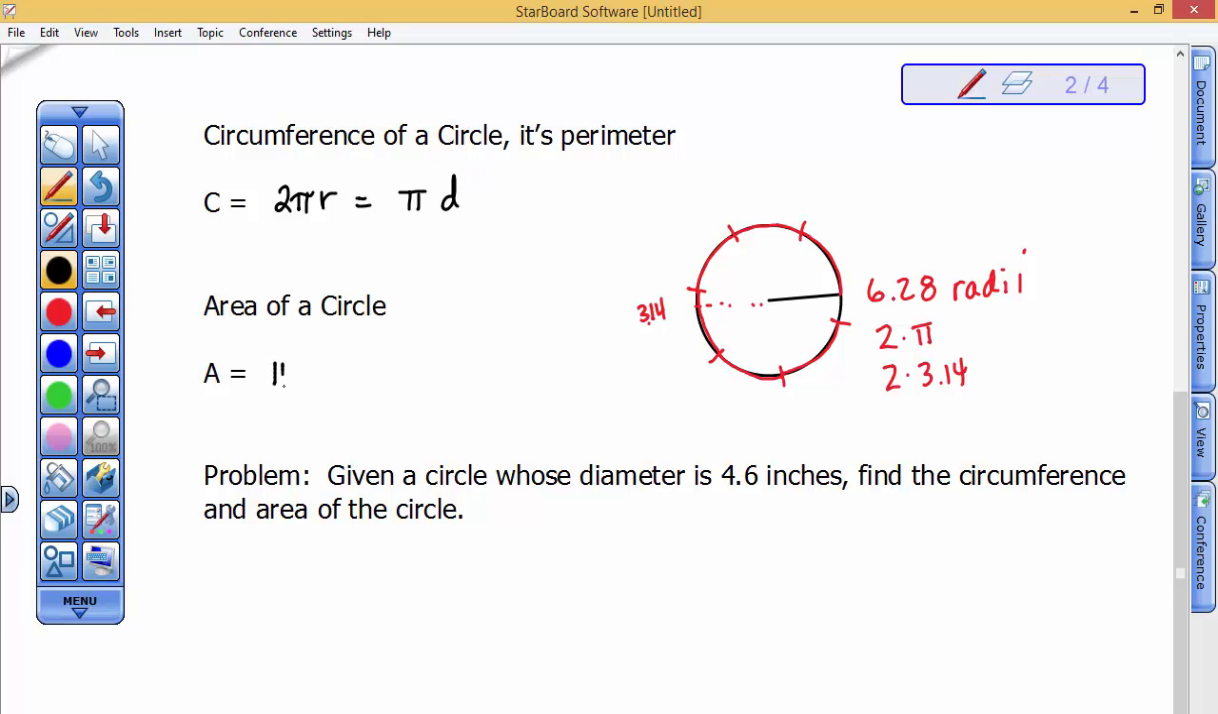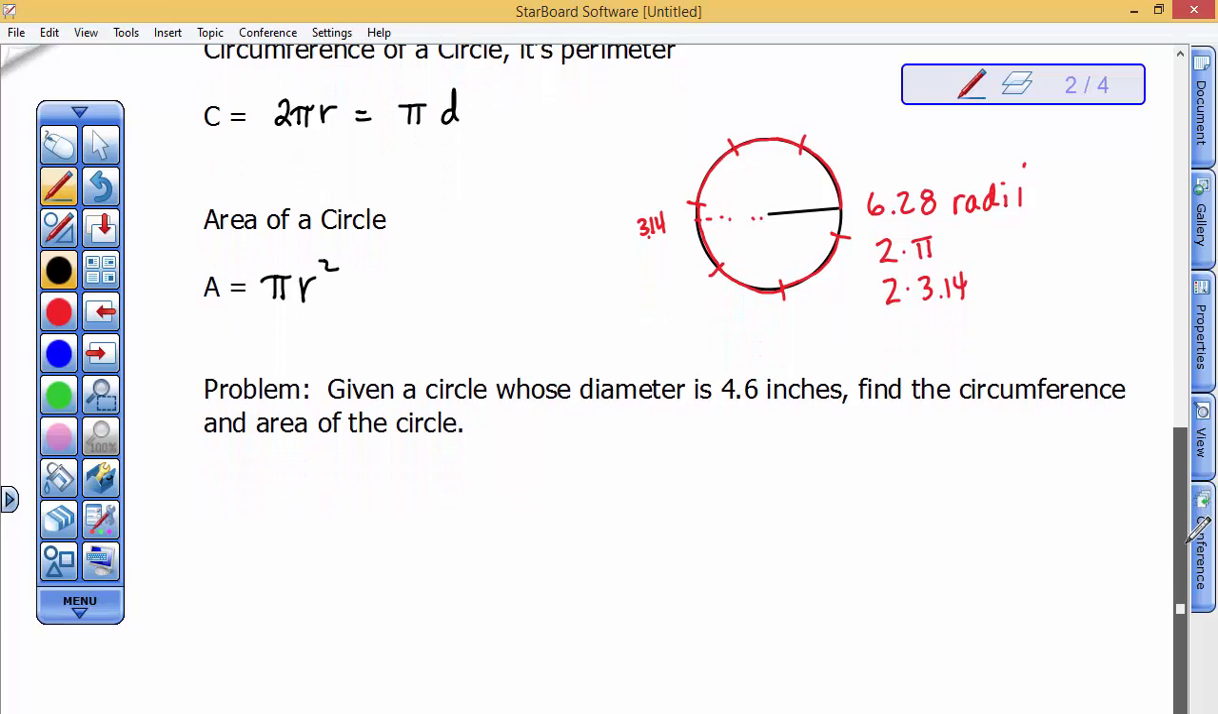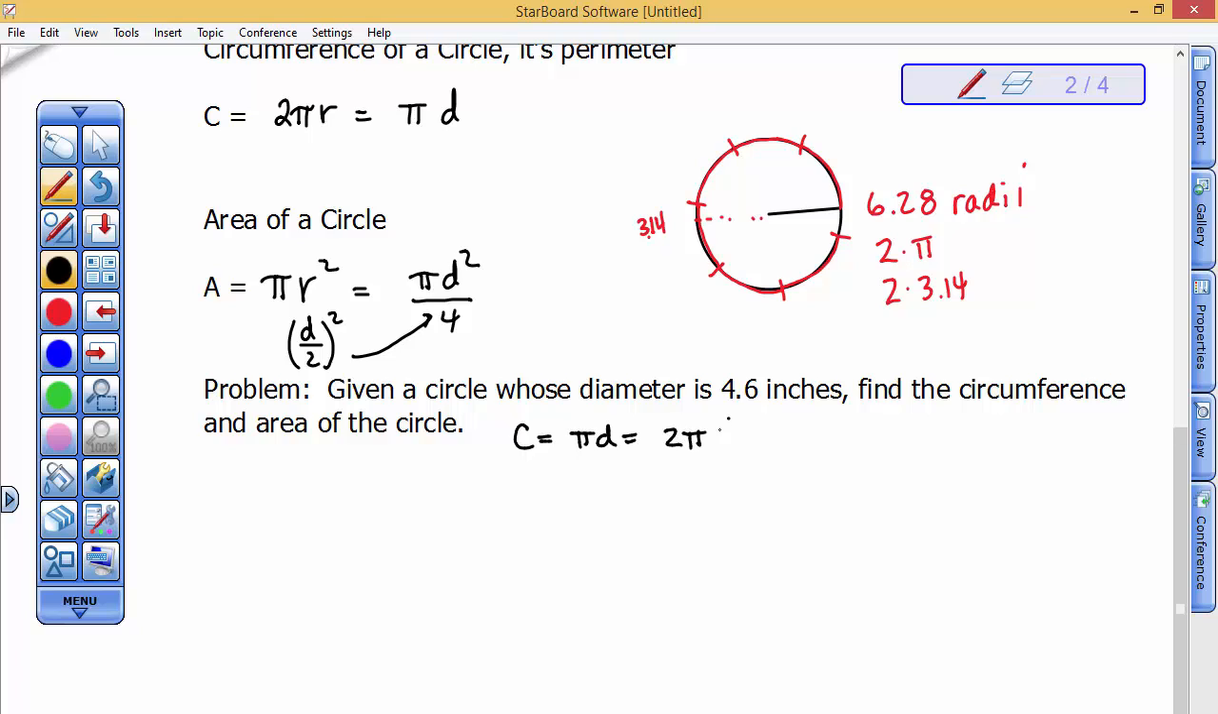The area of a circle is found by taking pi times the radius squared. That's the one that most people know, but there is also pi d squared divided by 4. That's also the area of a circle because the radius could be represented as the diameter cut in two. And when you square that, you get d squared over 4. So for this problem, you really could use circumference equals pi times d, but I'm so used to using 2 pi times r, I'll just take the 4.6 inches and cut it in half.